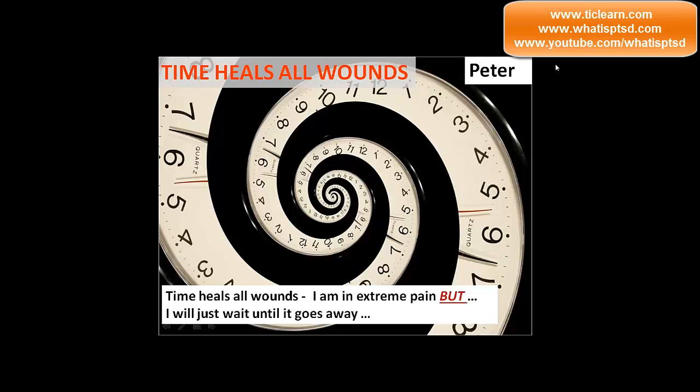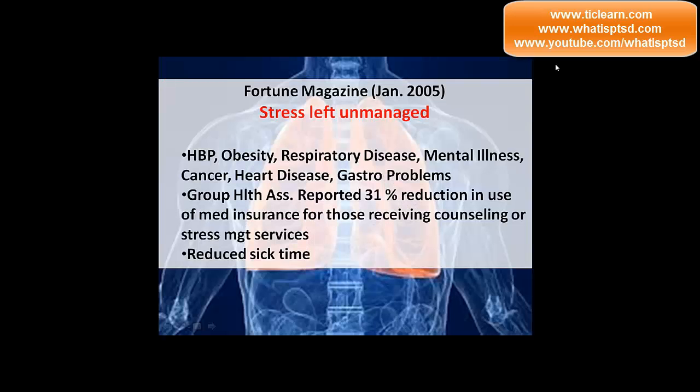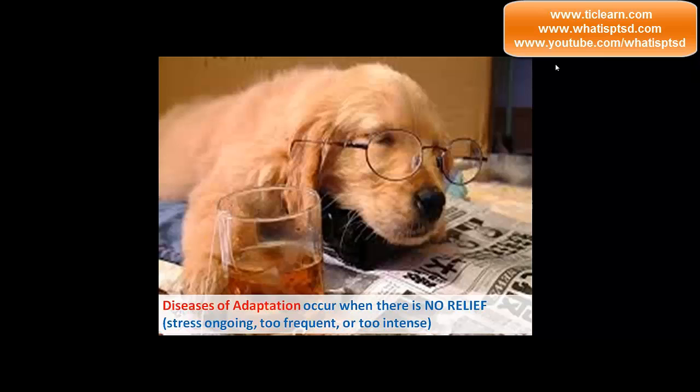He really is actually demanding that it goes away on his own. He's frustrated with himself. But we know that stress left unmanaged leads to all sorts of problems. And Peter's now stuck with feeling really unwell most of the time. We know from Hans Selye's work in the 30s that diseases of adaptation occur when there's no relief. So if stress is ongoing, too frequent, too intense.